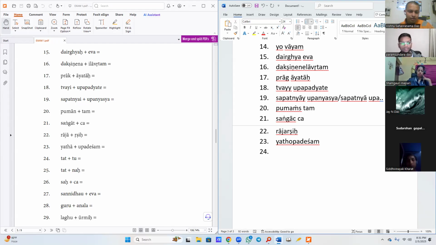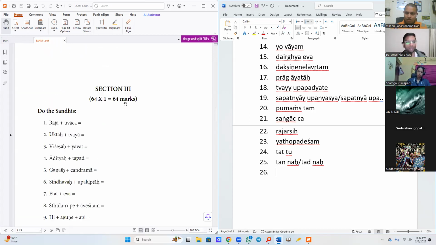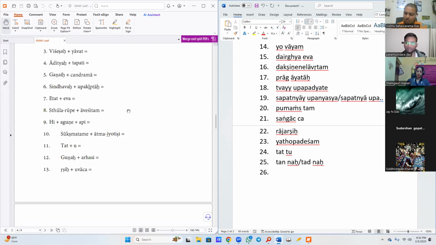Okay, what else? That too will remain the same. This was a tricky one. Tattu remains tattu. Okay, Tatnaha, 25th, becomes... So there are two options here. One is Tannaha, another is Tadnaha. So if you have written only one option, give half marks. I think one Sandhi is for 1 mark. Yeah, 64 Sandhis.